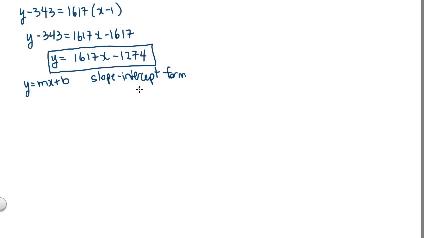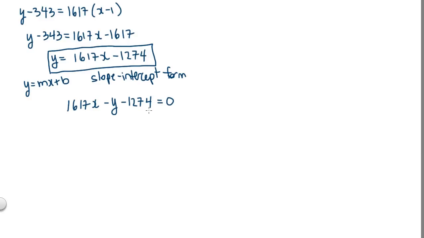Okay, so some questions will specifically ask you to give your answer in a specific form, so you should be familiar with this terminology here, slope-intercept form, y equals mx plus b. The other way we could give our answer is just by moving everything over to one side of the equation. So we could move everything over to the right here. 1617x minus y minus 1274 would be equal to 0. So we could write equals 0. You could have the 0 over on the left side, doesn't really matter. Just looks a little bit more natural to have it over like this.